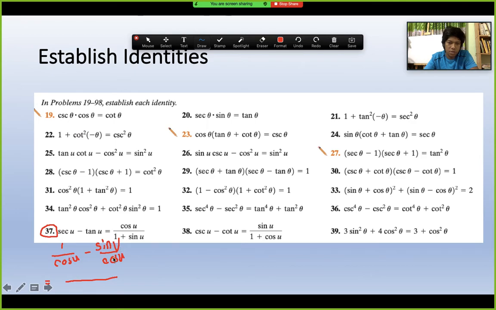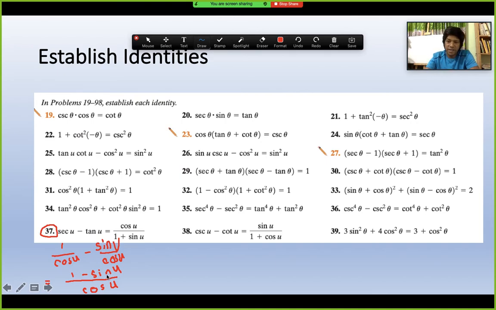Sec means 1 by cos, and tan means sin by cos. So cos u is the LCM here. Cos same, so we have 1 minus sin u. Now look at this. This is a problem actually. They said us to bring this cos up and 1 plus sin u down, and we have something completely different. So what can I do about that?